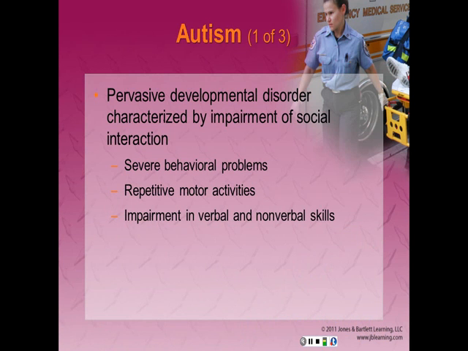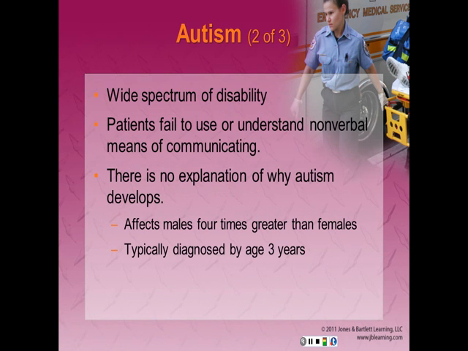The first condition we're going to talk about is autism. Autism is a pervasive developmental disorder characterized by impairment of social interaction. Some other characteristics include severe behavioral problems, repetitive motor activities, and impairment in verbal and nonverbal skills. This is a wide spectrum of disability, and patients fail to use or understand the nonverbal means of communicating. They frequently have difficulty making eye-to-eye contact.